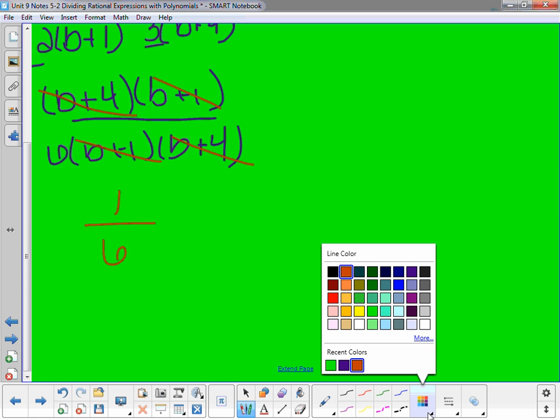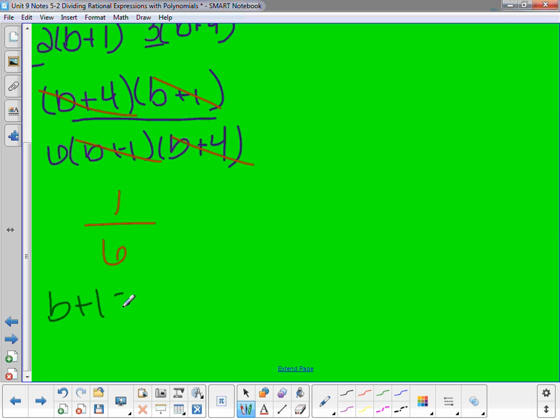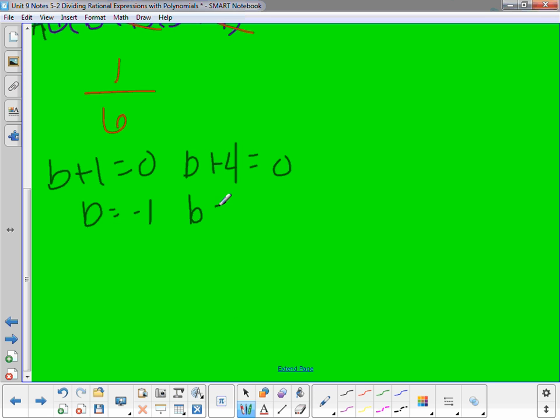Before we forget, let's go ahead and calculate that excluded value. So we're going to set b plus 1 equal to 0, and we're also going to set b plus 4 equal to 0. Remember, we're taking it from this version. 6 is never going to equal 0, so we don't have to worry about that. So we get that b is equal to negative 1 here, and b is equal to negative 4 here. So our excluded values are that b cannot be negative 1 or negative 4.